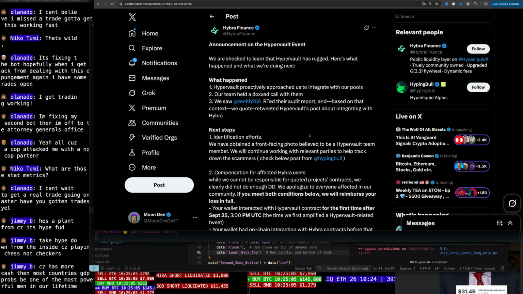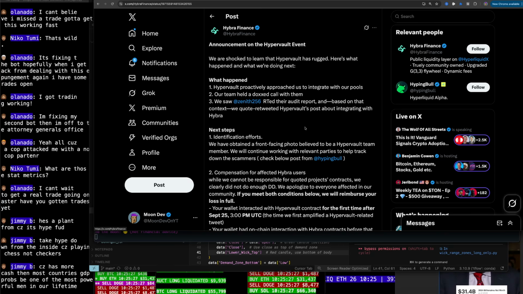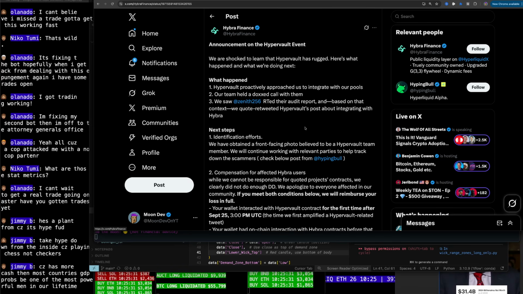Okay, here we go. Announcement on the Hypervault event. We are shocked to learn that Hypervault has rugged. Here's what happened and what we're doing next. What happened? Hypervault proactively approached us to integrate with our pools. Our team held a docs call with them. We saw Zenith 256 retweet their audit report, and based on that context, we quote retweeted Hypervault's post about integrating with Hybra.